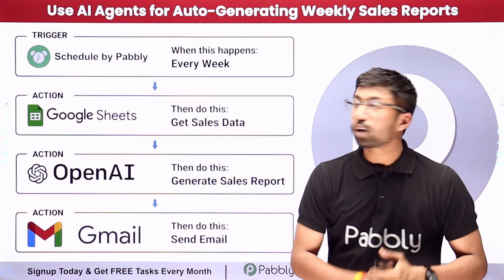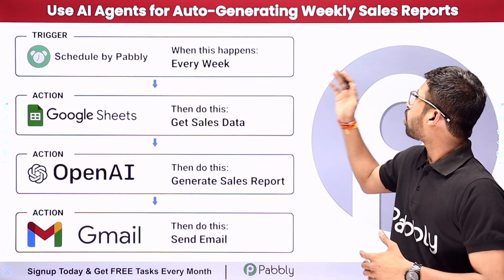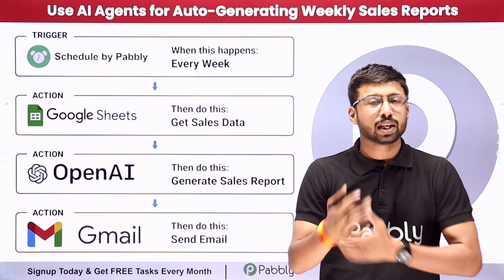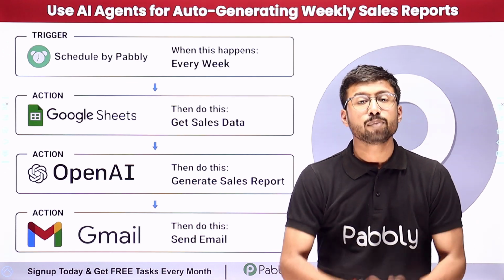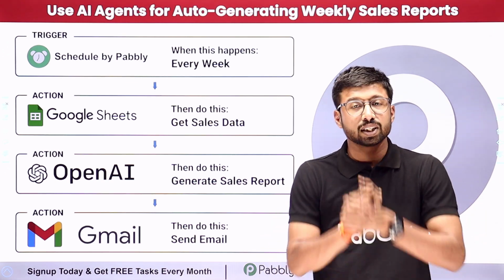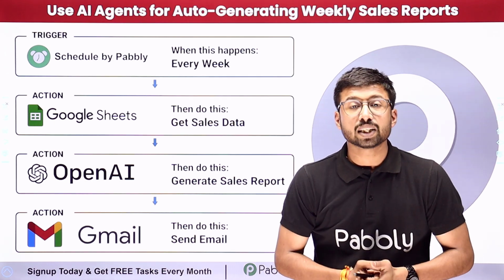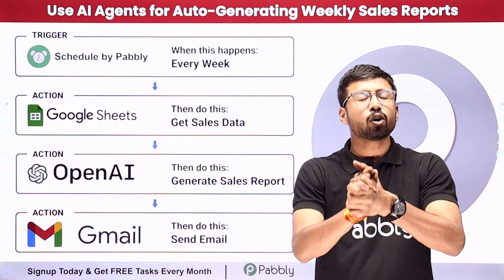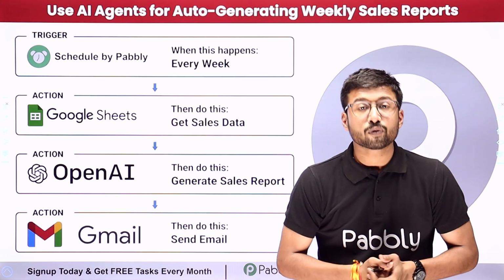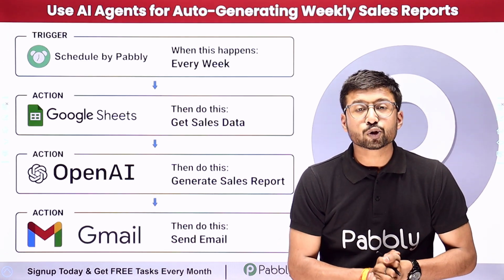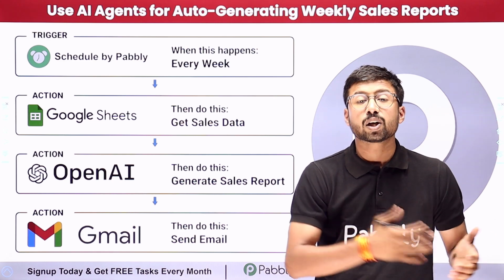So in this video, we are going to learn how to use an AI agent for auto-generating weekly sales reports. Let's say you're working with your sales team, and your sales team members on a daily basis add the details or report of the sales in your Google spreadsheet. And on a weekly basis, you have to create a report from that.